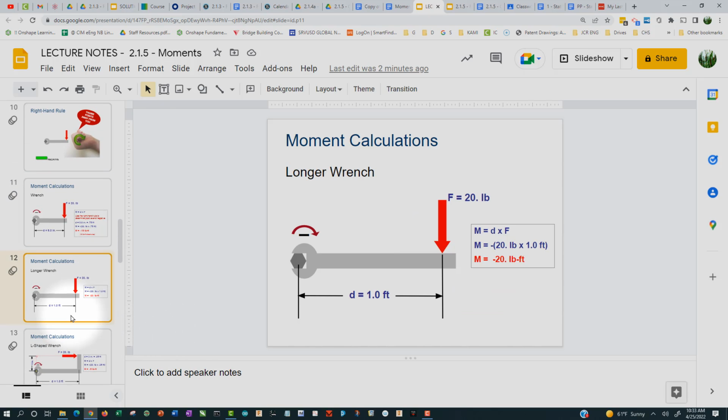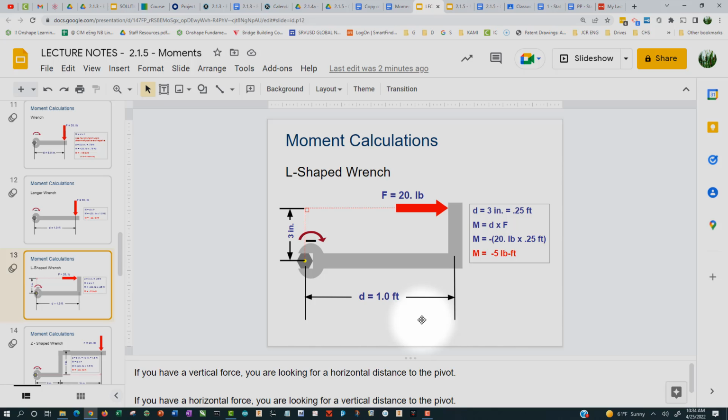And a longer wrench, we're going to get the exact same problem, just the moment arm is up to 1 foot. And we get a bigger moment. So you all know that if you have a really long moment arm and you push on here, it's going to be a lot easier. So a bigger moment makes it easier to rotate something.